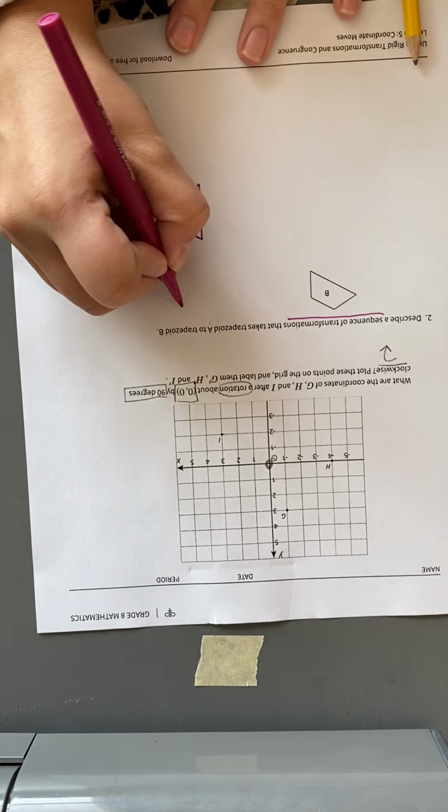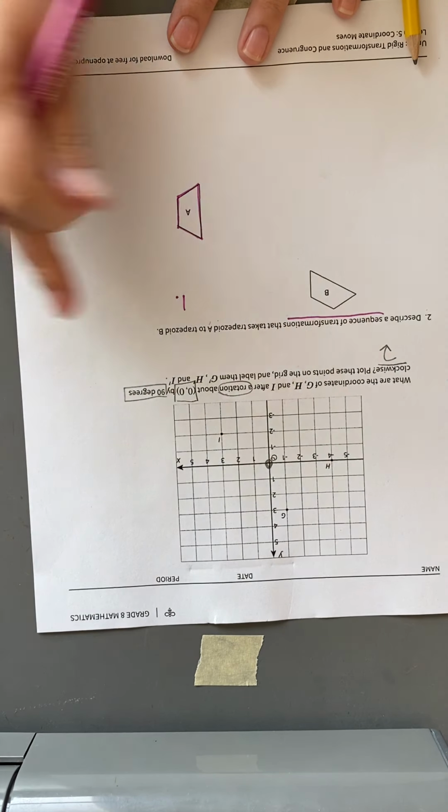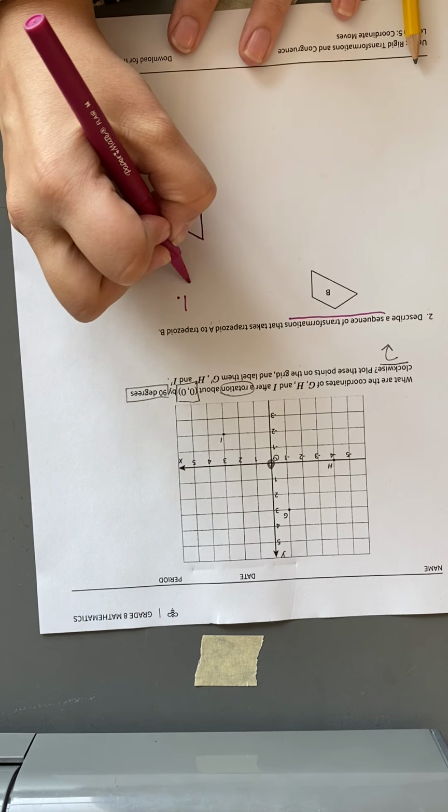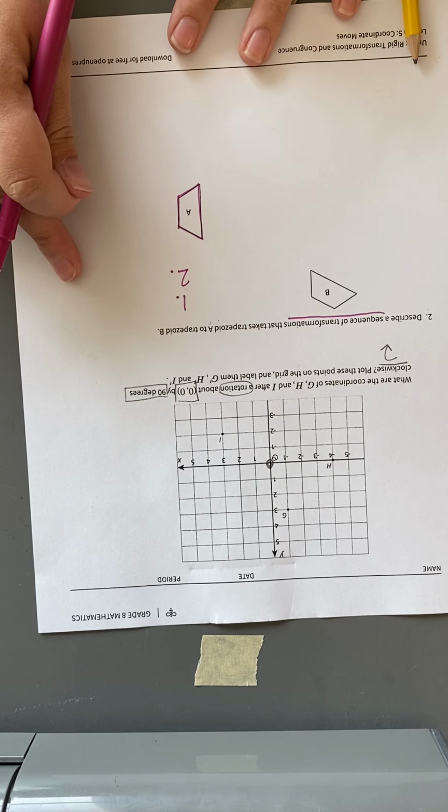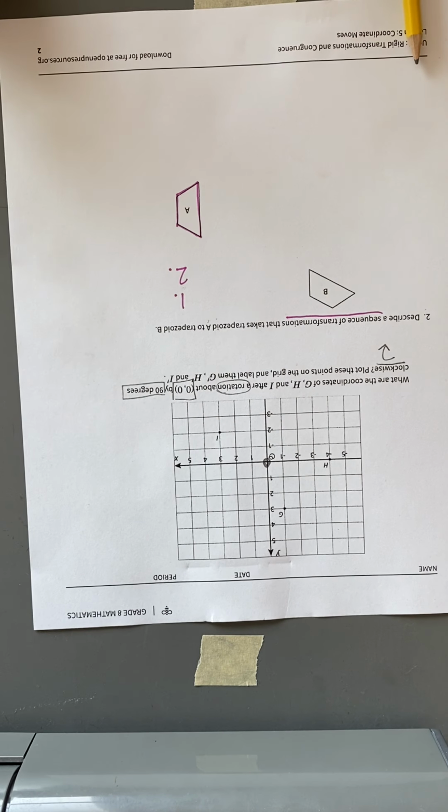So you could tell me step 1, what did it do? Step 2, what did it do? You have to have at least 2 steps. A sequence has multiple things. Do your best to try to use the math vocabulary that we've been using.